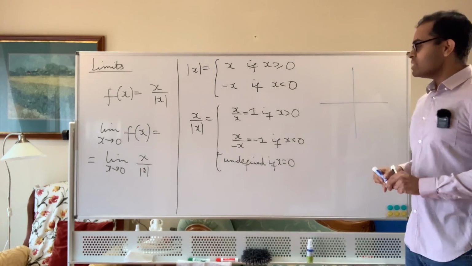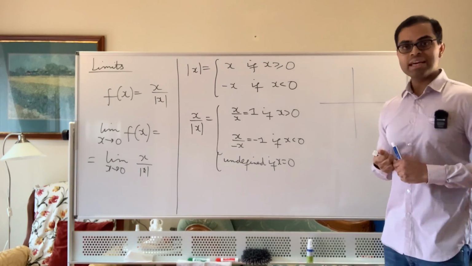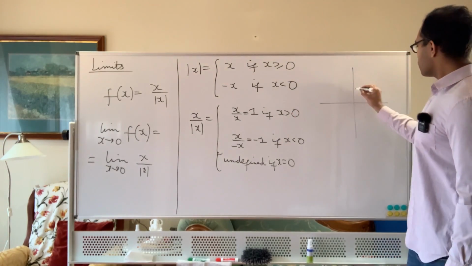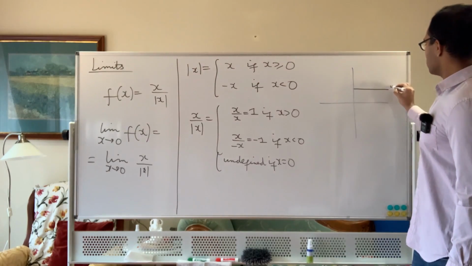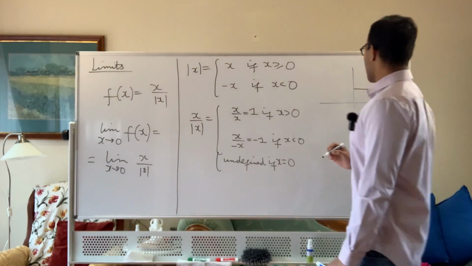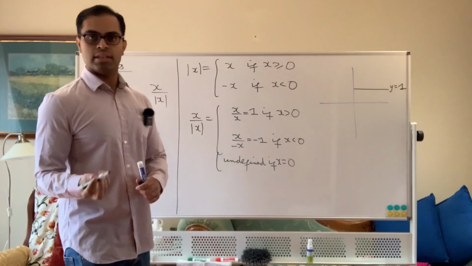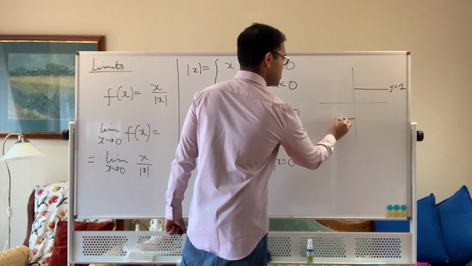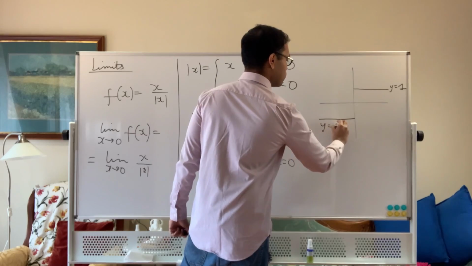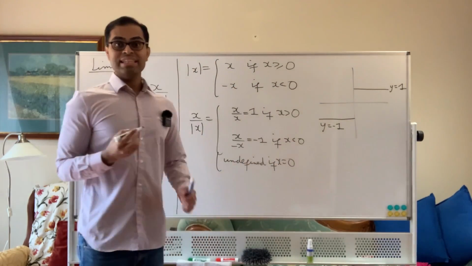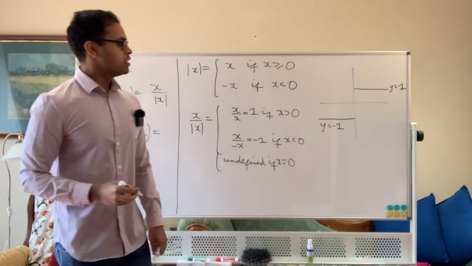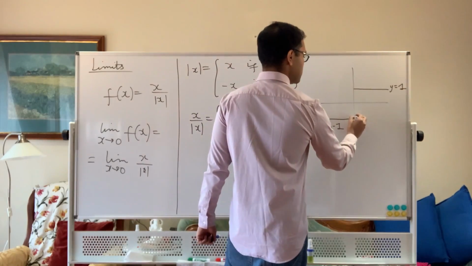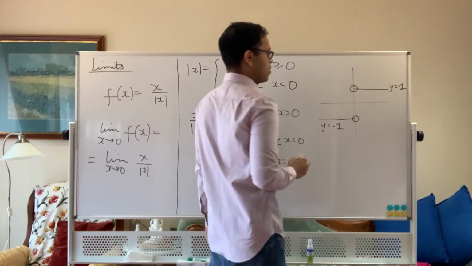But here what happens is, as x is greater than 0, so x is on the right side of 0, the graph of the function looks like y equals 1. It's just the value 1 for the function if x is greater than 0. But if x is less than 0, then you get the value y equals negative 1. And when x is equal to 0, it's undefined. So what you would do here is put 2 holes there, if you like.